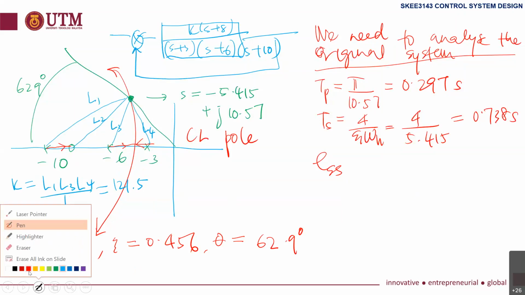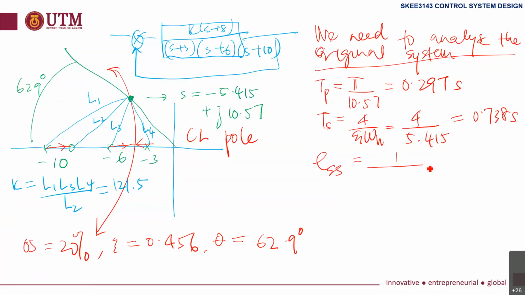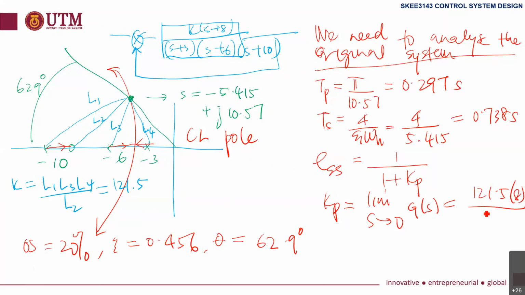Then if we know K, we can calculate the error, which is 1 over 1 plus Kp. This is a type 0 system in which Kp is the limit as S goes to 0 of GS. Then if you calculate, Kp is 5.4, and error is 0.156. This is the original system.